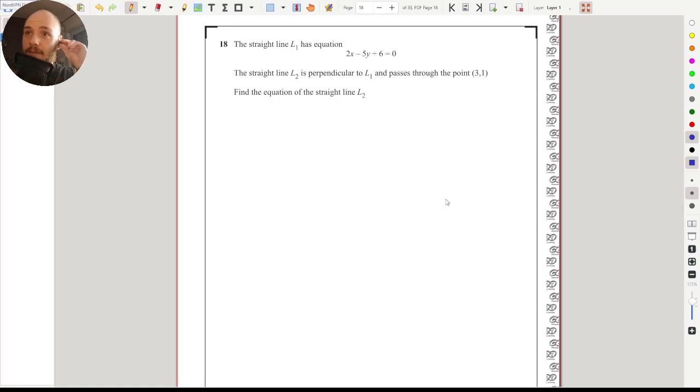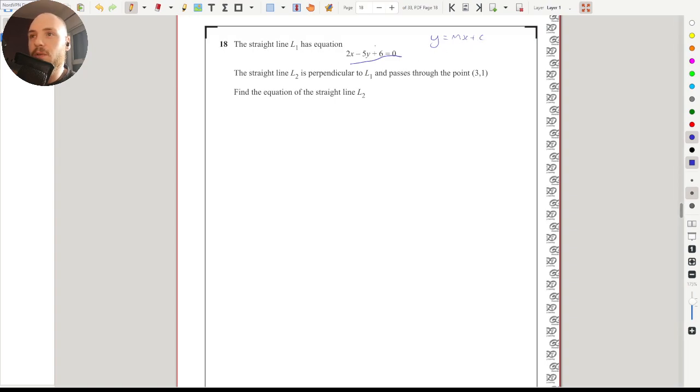Okay, my favorite type of question: straight lines. So the straight line L1 has the equation 2x minus 5y plus 6 equal to 0. So again, the general format is y is equal to mx plus c.